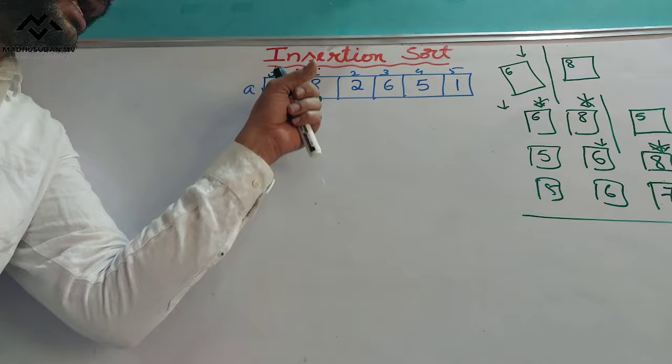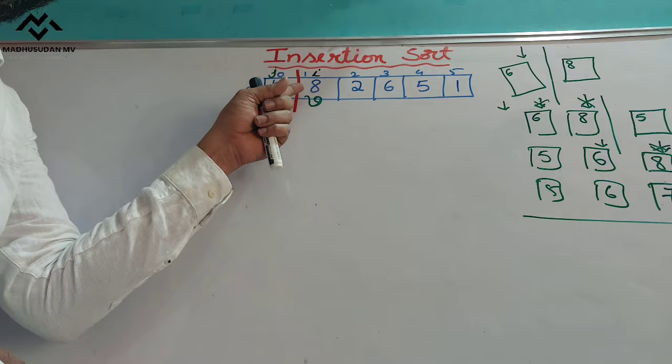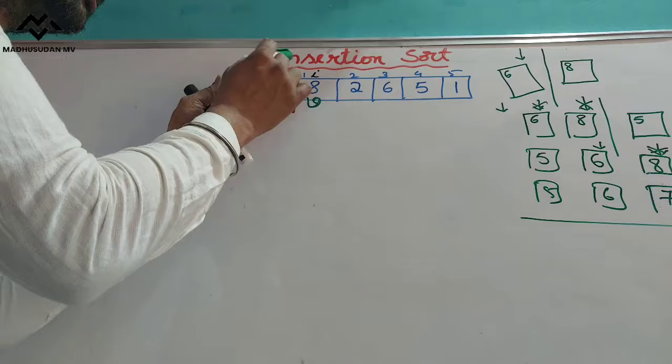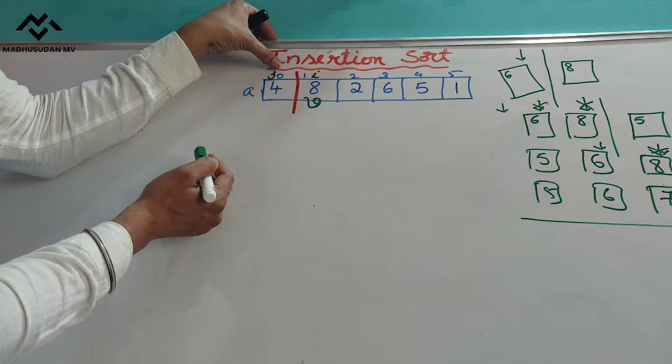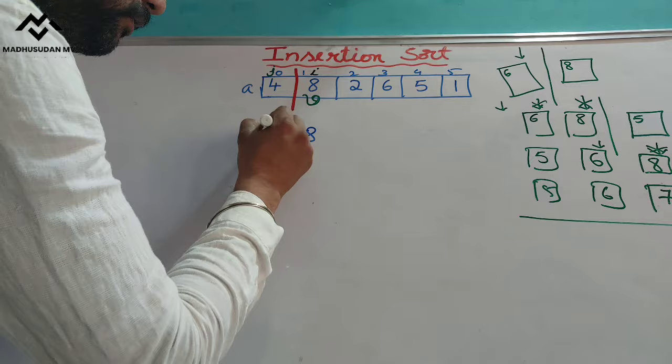Now, I am checking A of J. That is 4. Is 4 greater than 8? False. Then whatever the value is, I need to place it in front of the J position. J position is 0. The next position is 1. In that one position I am keeping this 8. So I am keeping 8 here, and 4 stays here. Now the remaining elements I will write as they are.